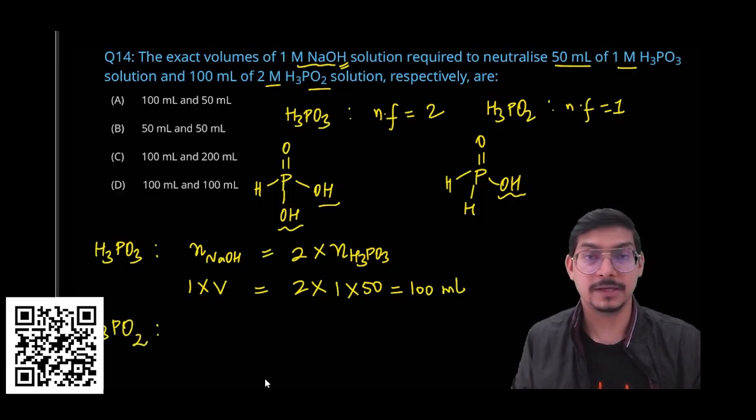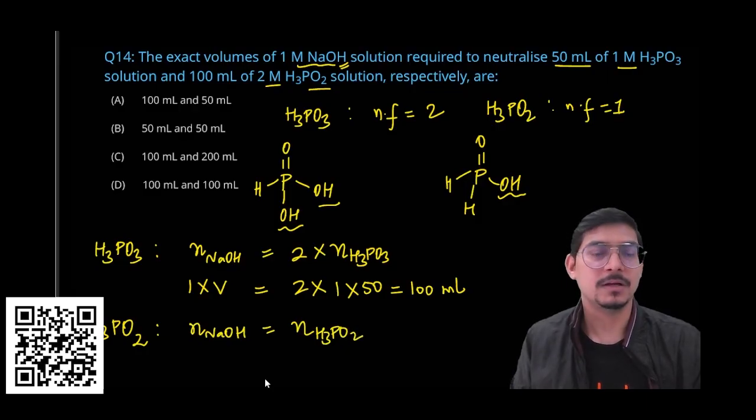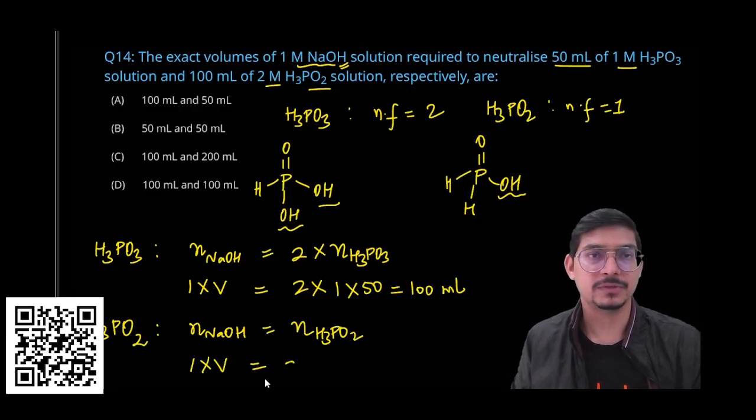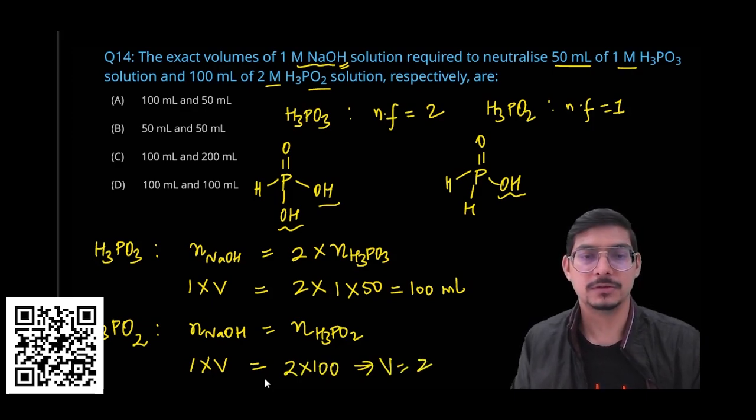H3PO2, here the N factor of H3PO2 is 1, which means essentially the number of moles of NaOH should be equal to the number of moles of H3PO2. Number of moles of NaOH again is molarity 1 multiplied by volume, and number of moles of H3PO2 is molarity, which is 2 multiplied by volume, which is 100 ml. So here the volume that comes out to be is 200 ml.